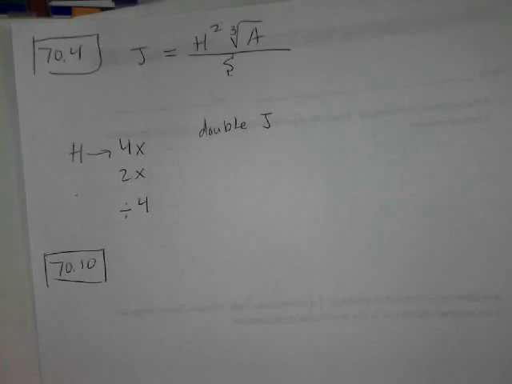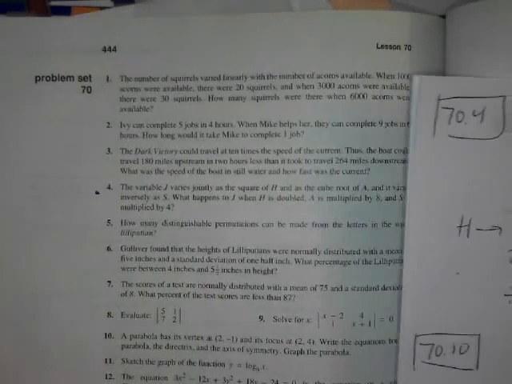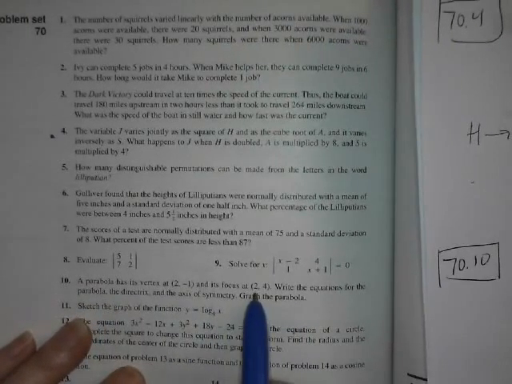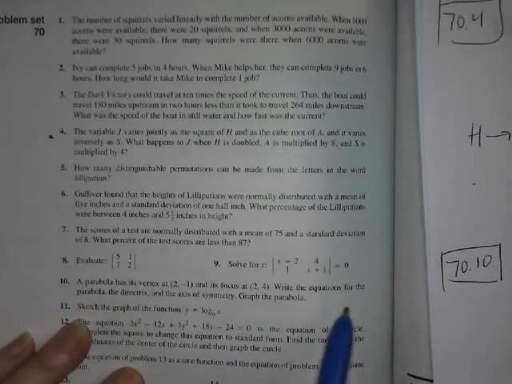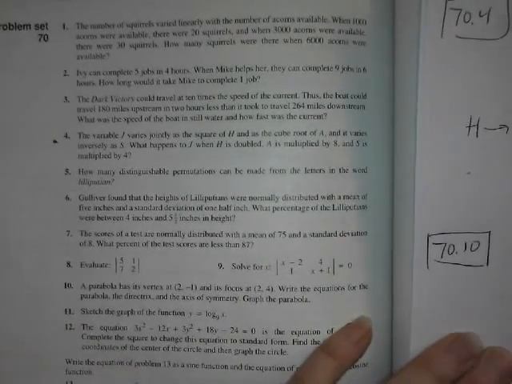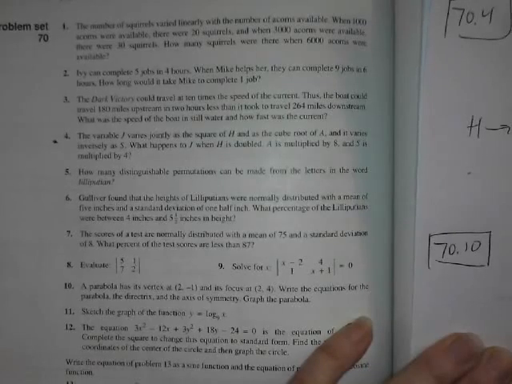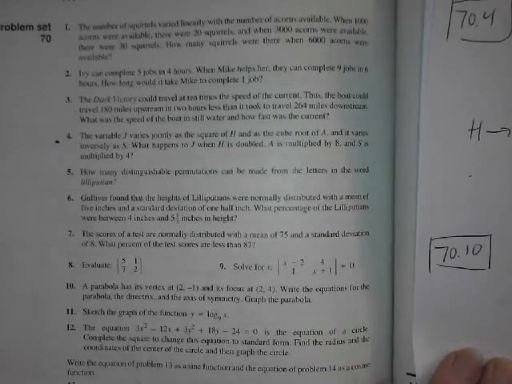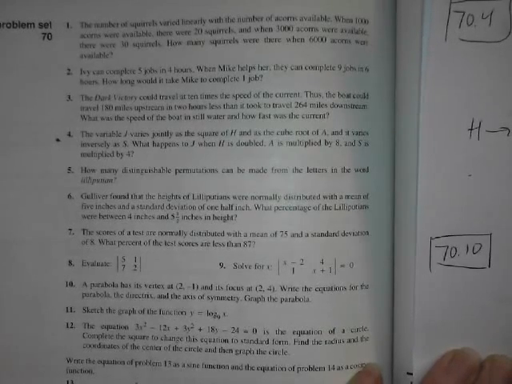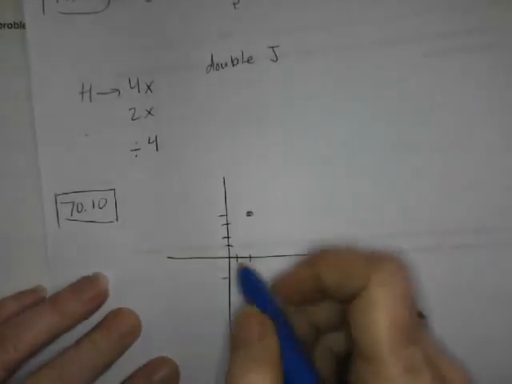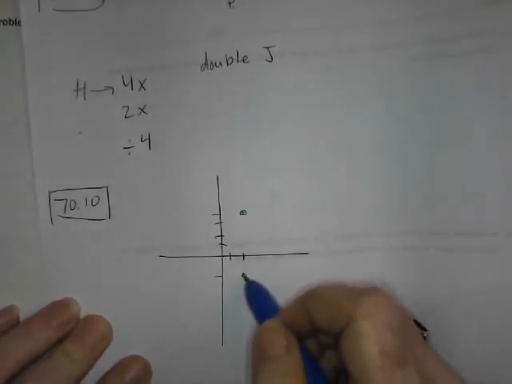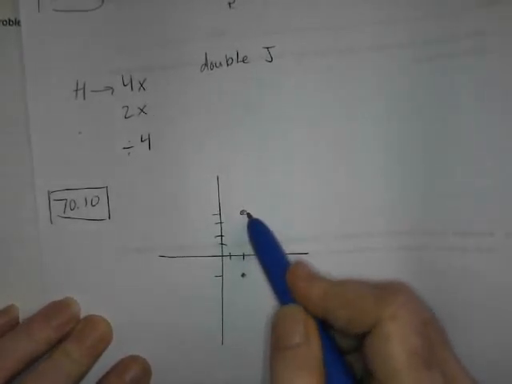Okay, this is lesson 70, number 10, and it says a parabola has a vertex at (2, -1), and its focus is there at (2, 4). Write the equation for the parabola, the directrix, and the axis of symmetry. So it has a vertex at (2, -1), and it doesn't take me very long to graph that. The focus is at (2, 4). So (2, -1) is right here, and that's the vertex, and that thing's the focus.